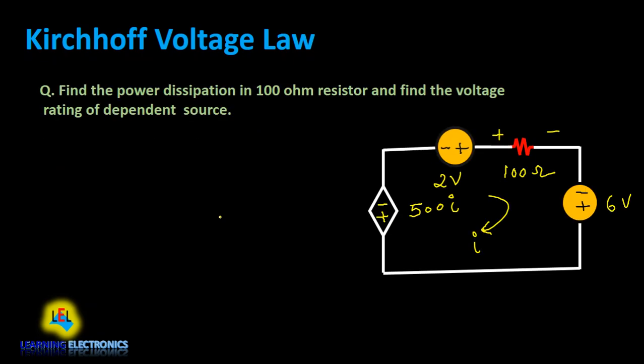Now let us solve one problem related to KVL. Find the power dissipation in the 100 ohm resistor and find the voltage rating of the dependent source. So here we have to find out the power dissipation in the 100 ohm resistor. This is the 100 ohm resistor and we have to find out the voltage rating of the dependent source, which depends on this loop current I.